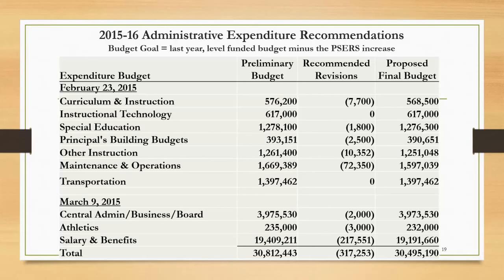Again, we're looking at alternate ways to provide the same operation, same program for our kids, but it added financial savings to the taxpayers. So all those savings and reductions come out to $317,000.